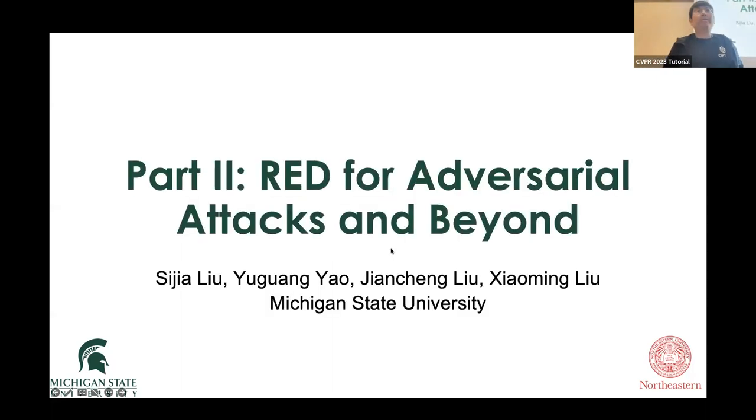So let me talk about the second part, about RED for adversarial attacks and beyond. I will focus on the beyond part. So what does it mean? This means in the first part, as Xue mentioned, we are trying to estimate adversarial perturbations from adversarial examples. But what else can we do through the lens of the RED? And here I will introduce a new viewpoint, which is called model parsing. So basically we are trying to understand what deep neural network was used to generate adversarial examples, because you will see that adversarial example generation actually is model dependent most of the time.